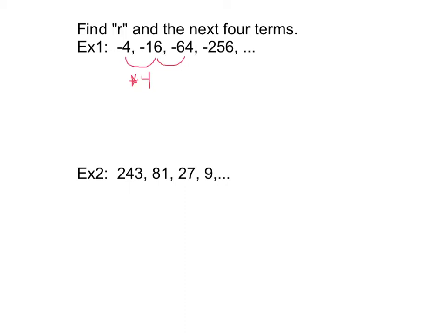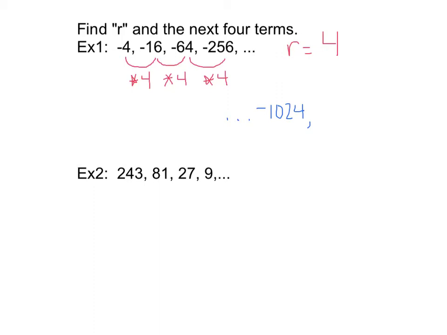So from -16 to -64, multiplying by 4. And from -64 to -256, you're multiplying by 4. So your common ratio is the number 4. And now they want you to figure out what the next four terms are. So multiply -256 by 4. And the next term would be, we're going to put 3 dots to show that this is the next term, so -1024.